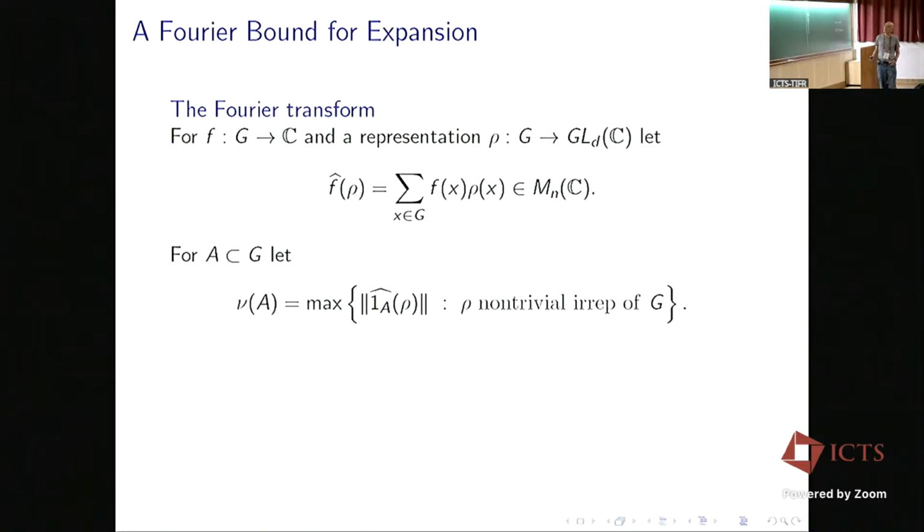Okay, so a few words about what goes into the proof. First we recall the Fourier transform in the non-abelian case. Suppose that we have a function f from G to the complex numbers, and we have a representation, meaning just an action of G on C^d, a map from G to GL_d(C). The Fourier transform of f at the representation rho is simply the combination of the rho(x)'s with coefficients f(x). So of course, if you know the abelian Fourier transform, here what we have are numbers.